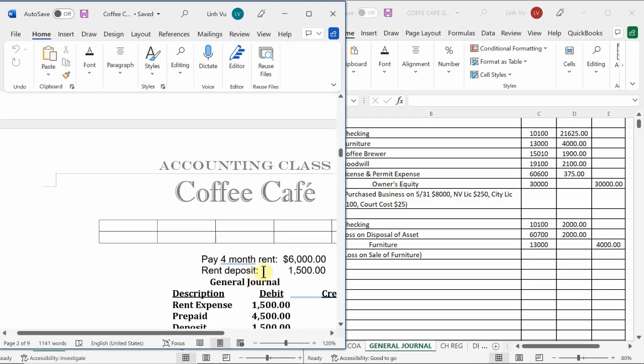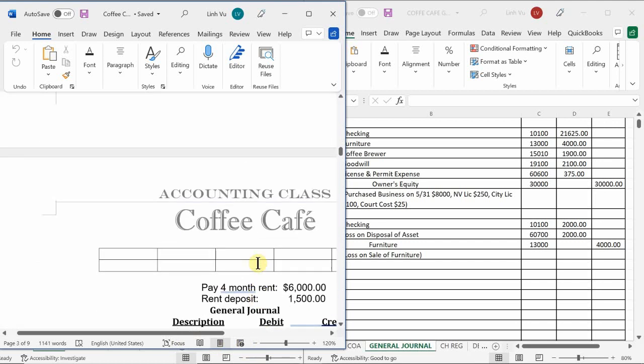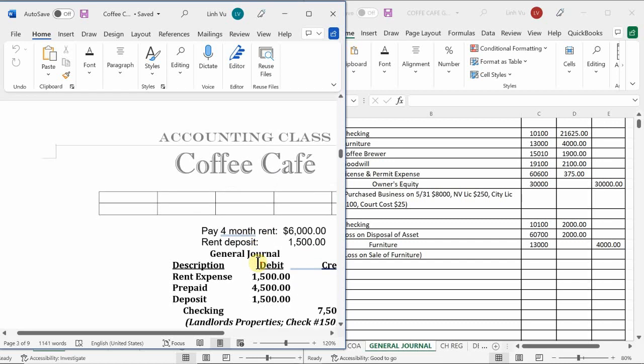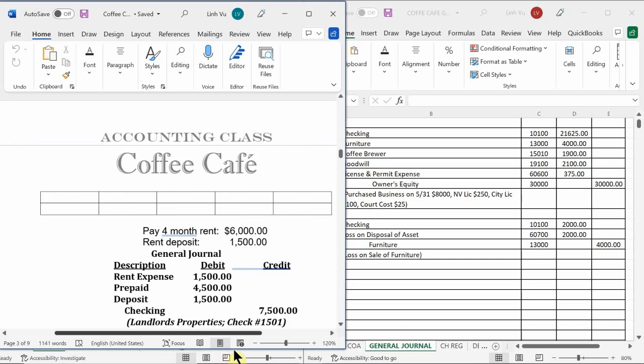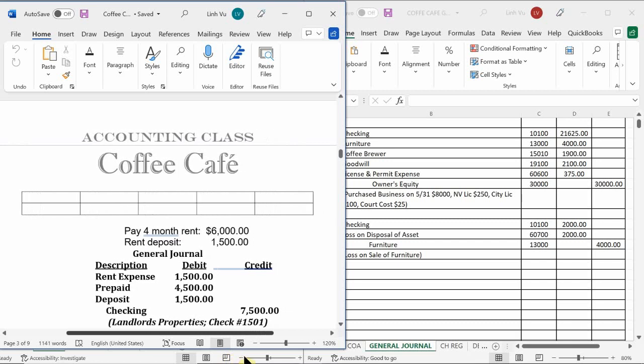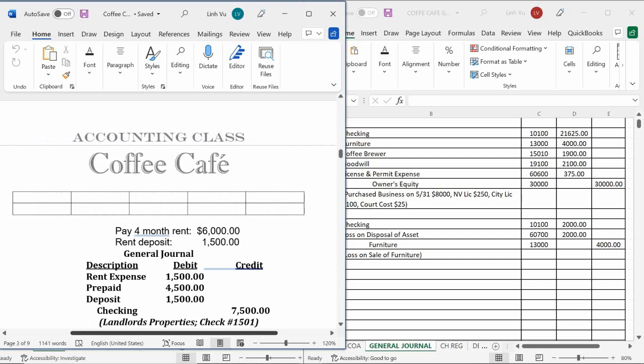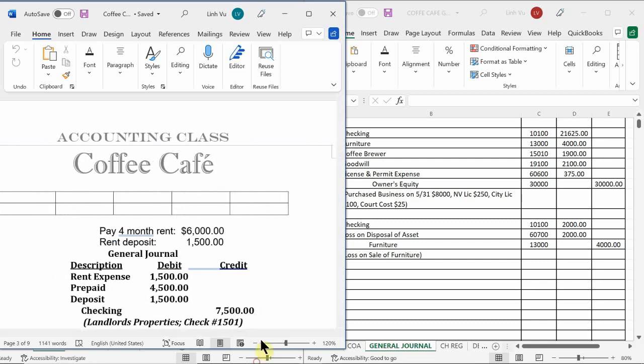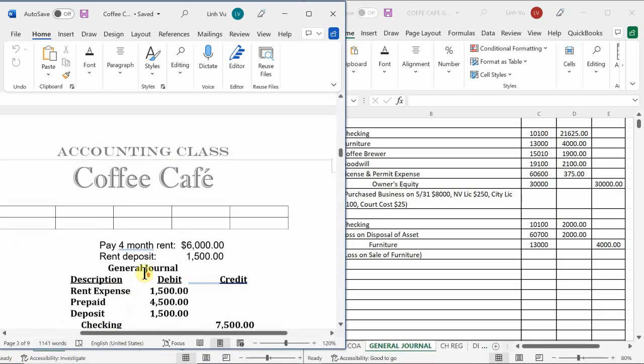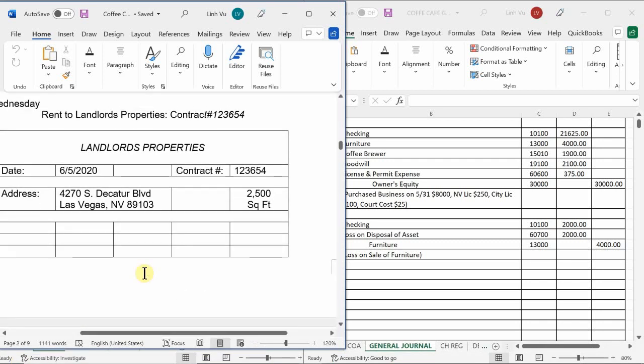Okay, so we have to pay 4 months for $6,000, and then we have our rent deposit of 1,500, and in grand total we paid $7,500. Now in this case, I say we're going to be using a check. So we're going to be writing our very first check out to Landlord Properties.